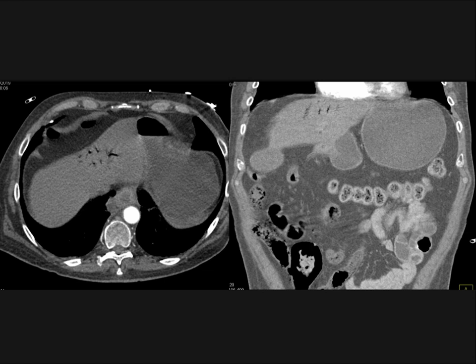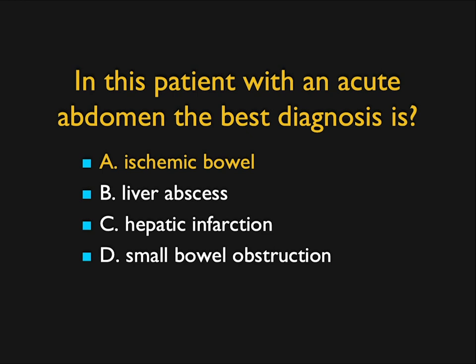Pneumatosis, air in the hepatic veins, classic for ischemic bowel. This is not hepatic infarction, and it's not bowel obstruction, it's not a liver abscess. This is ischemic bowel. Just a beautiful example.